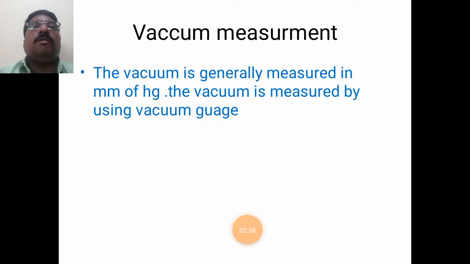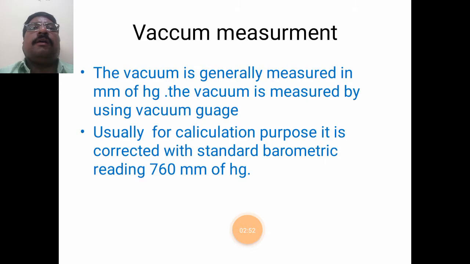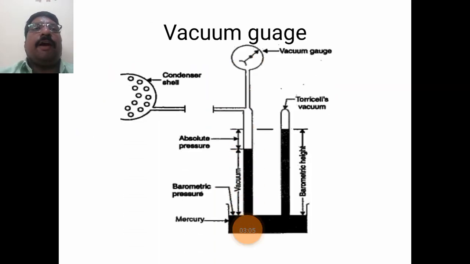That is one of the effects due to the air leakage. Now, how is the vacuum measured? Generally vacuum is measured in mm of Hg. The most commonly used device for measuring vacuum is the vacuum gauge. For calculation purposes, the reading is corrected with the standard barometric reading of 760 mm of Hg, which is the atmospheric pressure reading.